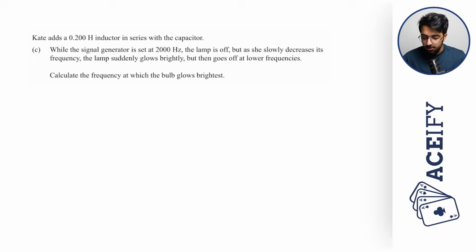Kate adds a 0.2 henry inductor in series with the capacitor. While the signal generator is set to 2000 Hz, the lamp is off, but as she slowly decreases its frequency, the lamp suddenly glows brightly, but then goes off at lower frequencies. Calculate the frequency at which the bulb glows the brightest.